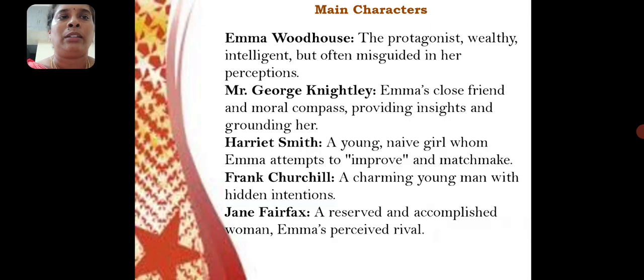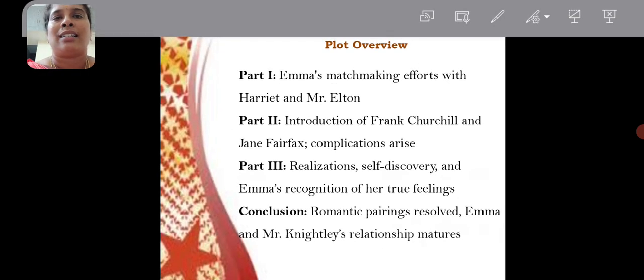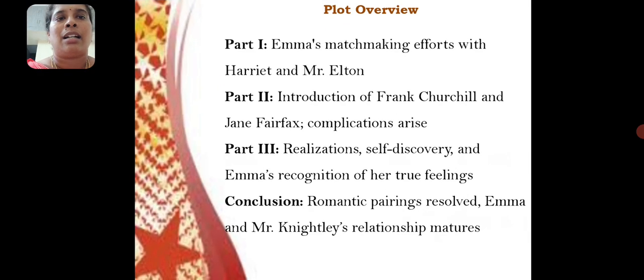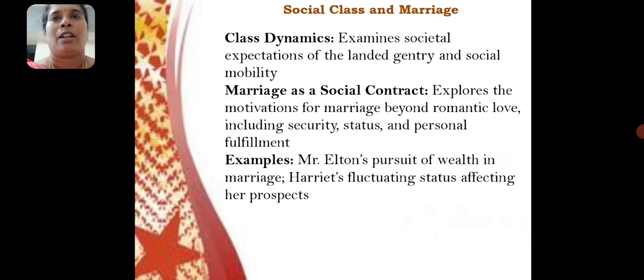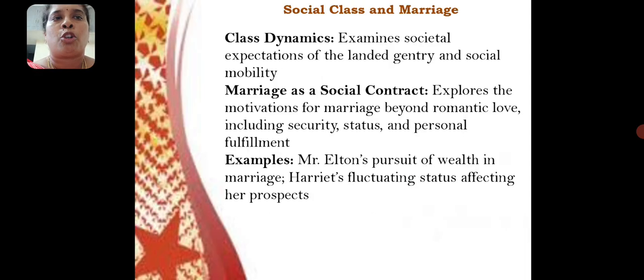So at the end of the novel, three pairs join together. First is Emma and George, second is Frank Churchill and Jane Fairfax, and third is Harriet and Robert. Here we come across many things: social class and marriages. It also examines societal expectations of the landed gentry and social mobility. Marriage is the main theme of this upper middle class family during this time.